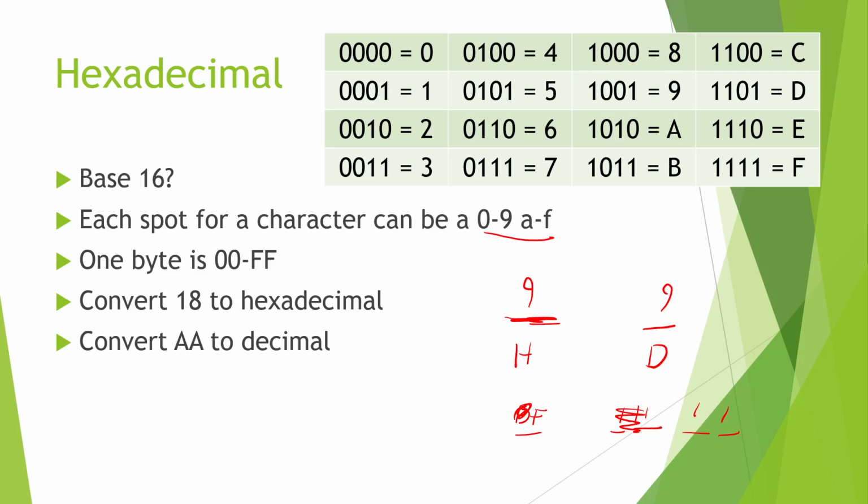Close, not 16, 15. All right. 9, 10, 11, 12, 13, 14, 15. So F would be 15. All right, are we all ready to mess with our minds now? All right. So what is 18 in hexadecimal and decimal? So 18 in hex, what is that in decimal world?